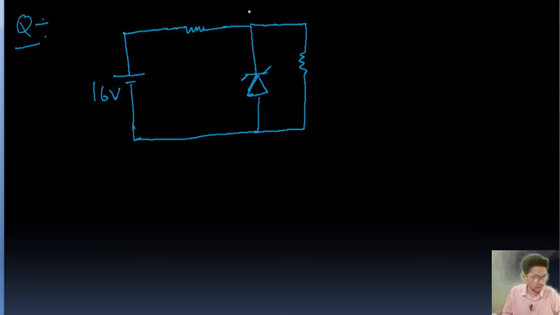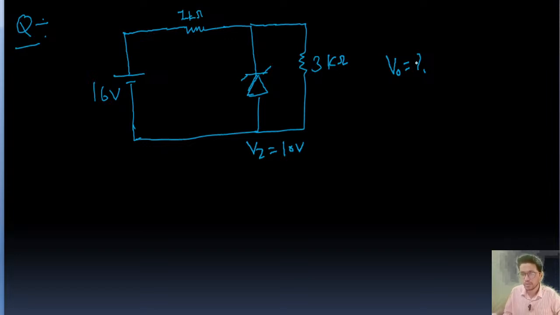16 volt is the potential here. Okay, and this resistance is 1 kilo ohm, and the output resistance RL is 3 kilo ohm. And this Zener diode, the Zener voltage is 10 volt. So now we need to find out V naught, guys.